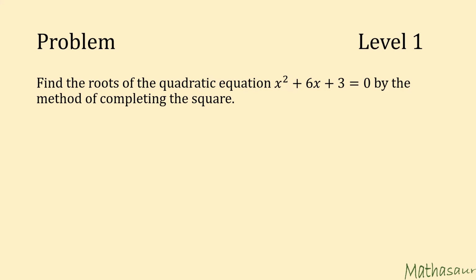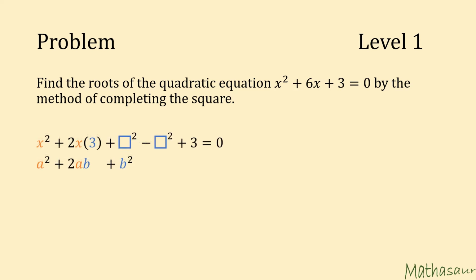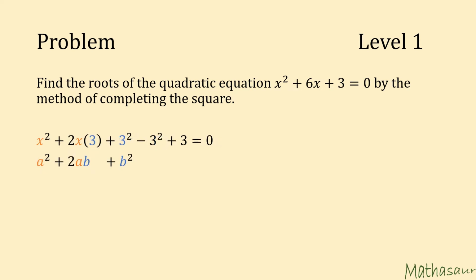Find the roots of the quadratic equation x square plus 6x plus 3 is equal to 0 by the method of completing the square. So let us write the quadratic equation and compare the first two terms with a square plus 2ab. We see that if a was x, then b would be equal to 3. Now let us add and subtract b square. So we are going to add and subtract 3 square.